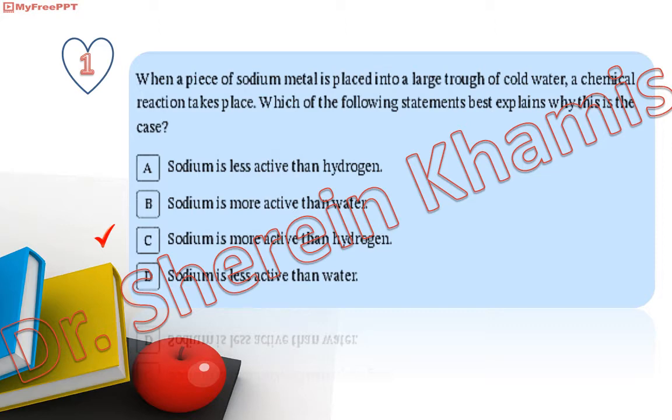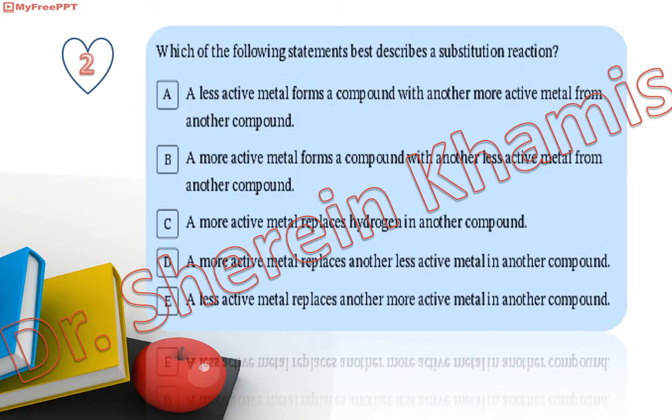Okay, let's go to question 2. Question 2 says, which of the following statements best describes a substitution reaction? We have substitution without saying simple or double. So we have here a more active metal. What is its function? The first and the last will be wrong. We have B, C, and D.